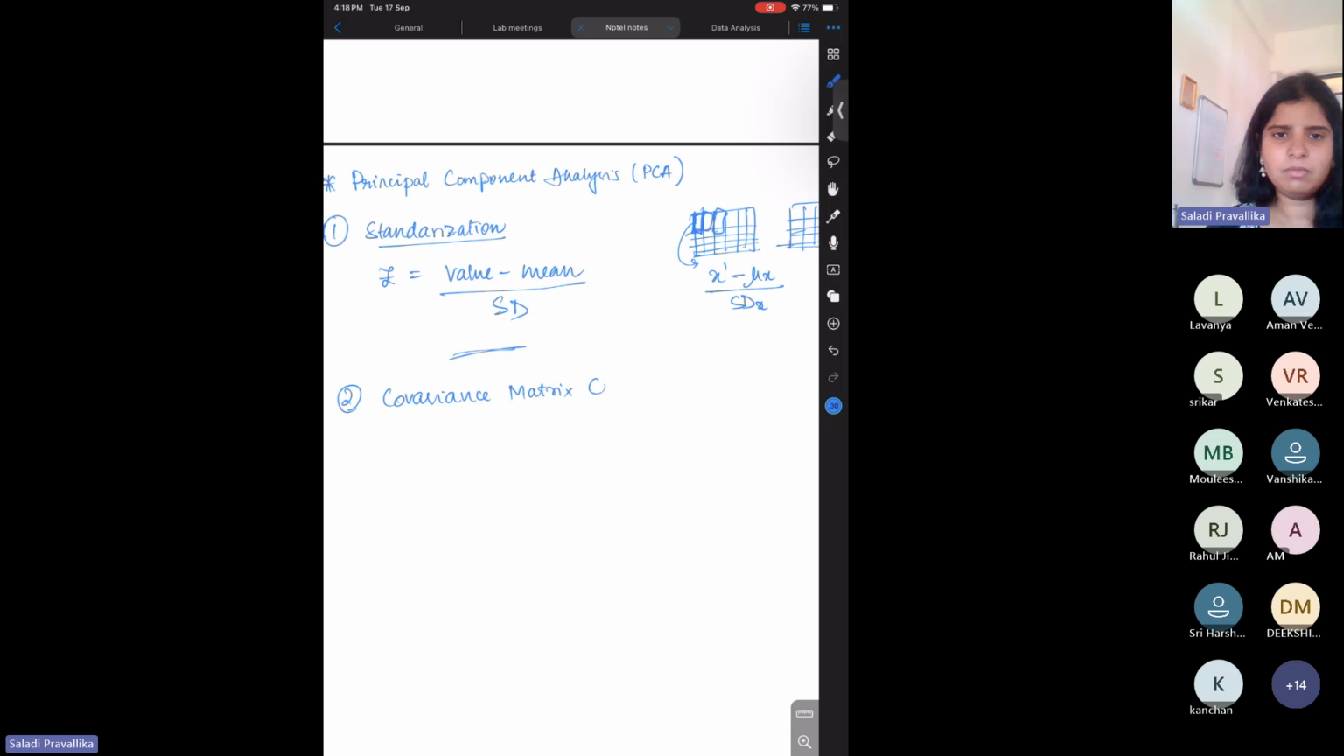In this computation, the second step is covariance matrix computation. The aim of this step is to understand how the variables of the input data set vary from the mean with respect to each other, or basically to know what relationship there is between two variables. Sometimes variables are highly correlated, so they contain a lot of information, and sometimes the variables don't have any correlation.